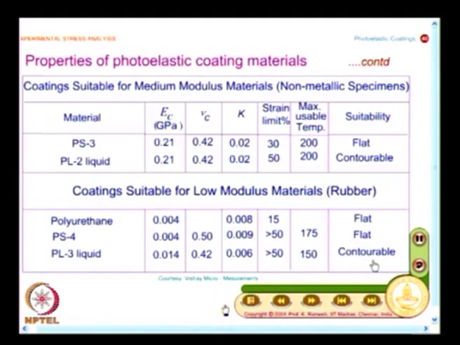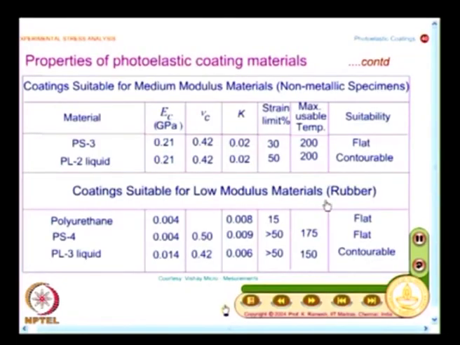So, what you need to keep in mind is that for different types of specimen materials, you have a variety of coatings available, and you have to pick and choose. See, if I use a high modulus material coating on a low modulus material, then I would be making a mistake, because the coating will reinforce the specimen. So, you need to choose the appropriate material. You have a catalog available, utilize the catalog properly.